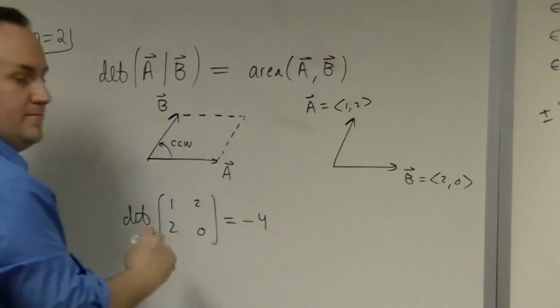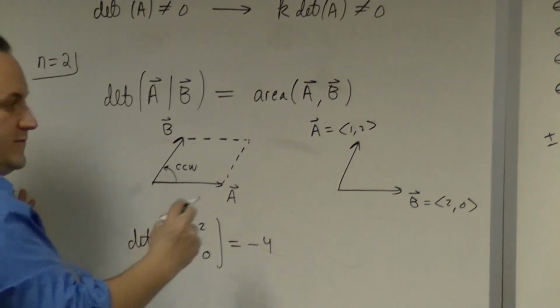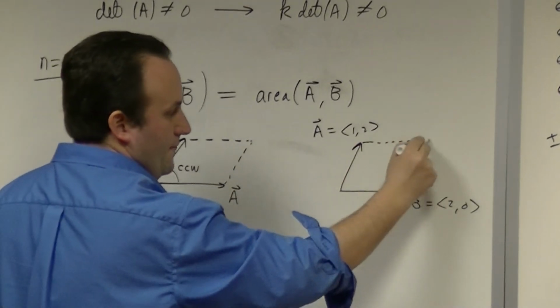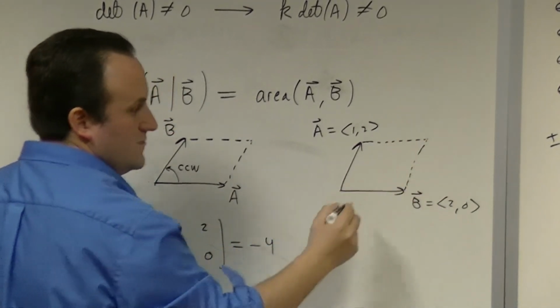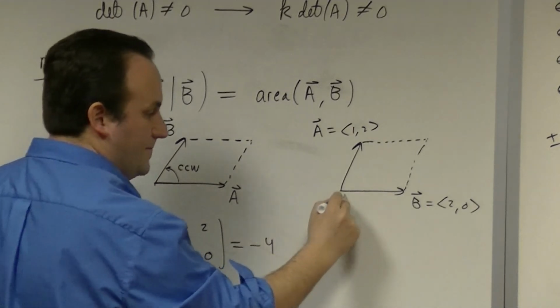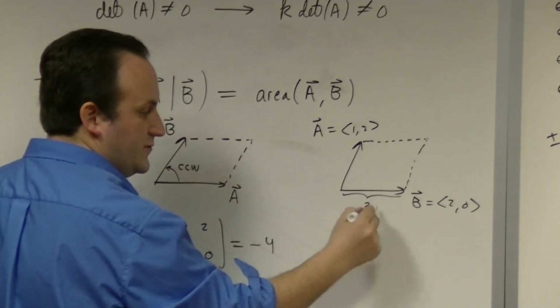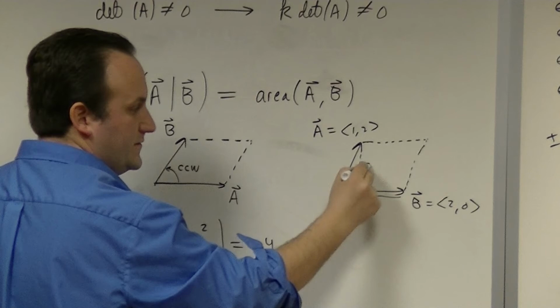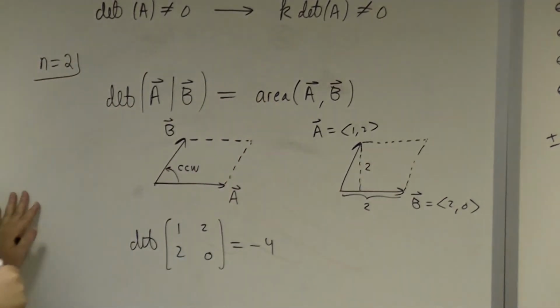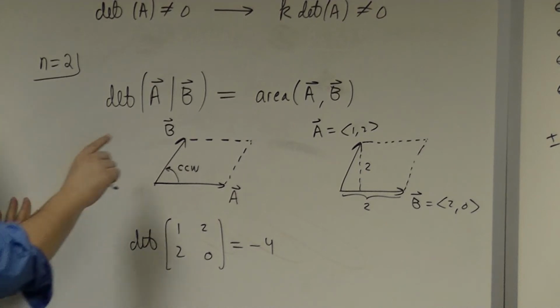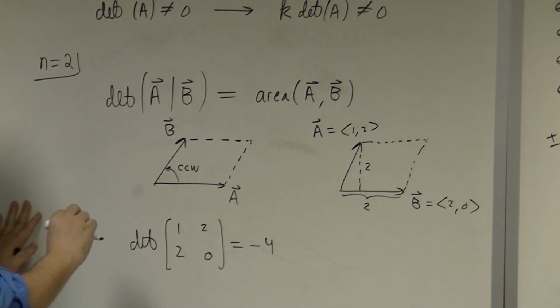Yeah, negative 4. Right, and if you look at the parallelogram here, does it have area 4? What's the base? 2. What's the height? 2. Base times height, parallelogram, 4. Not an accident.